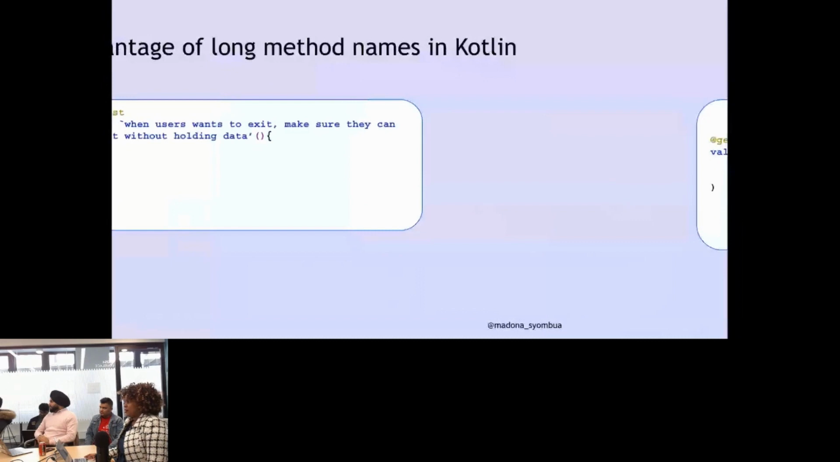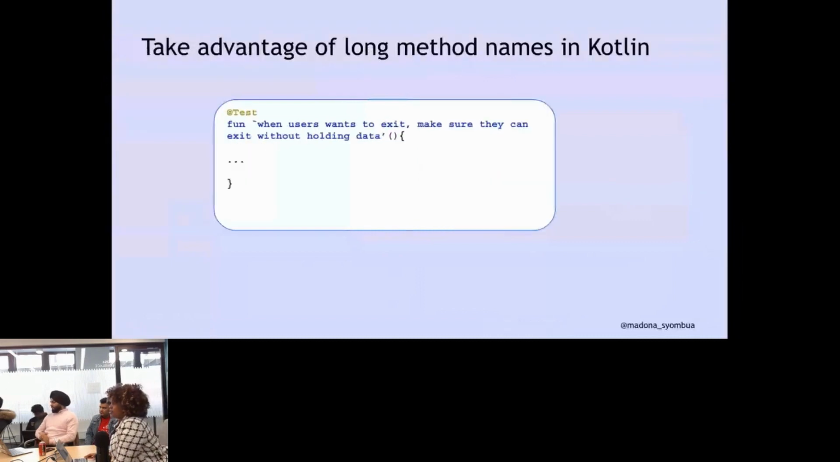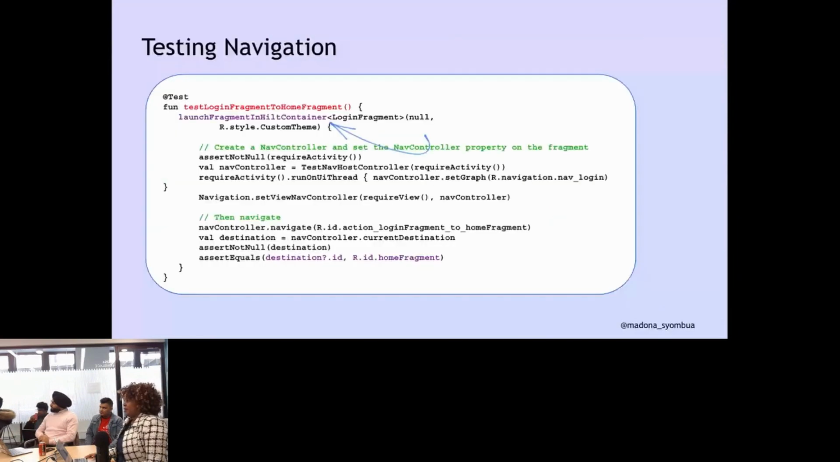So we were here. Okay, so we were here, taking advantage of long names in Kotlin. Now, I had another example of how you can, let's say, verify navigation. And this is just through, as you can see there, I have this particular launch fragment held container.